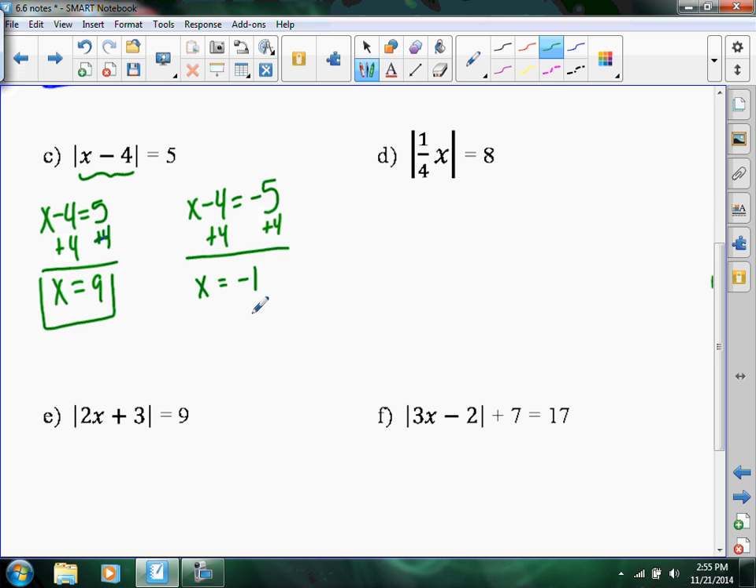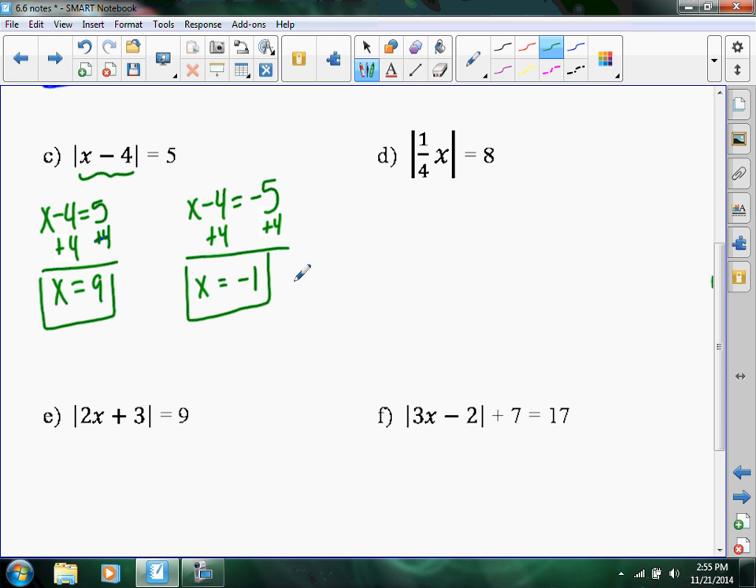So that's an answer. If I put -1 in there, -1 minus 4 more, that's -5. Absolute value of -5 is 5. Okay, so good. So that's my other answer. So I get two answers here.